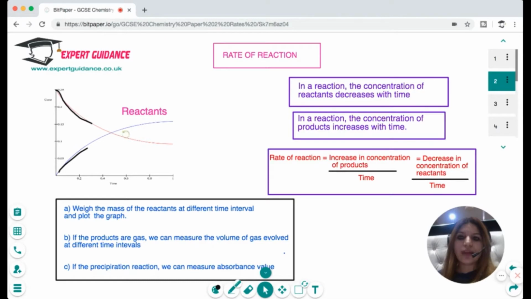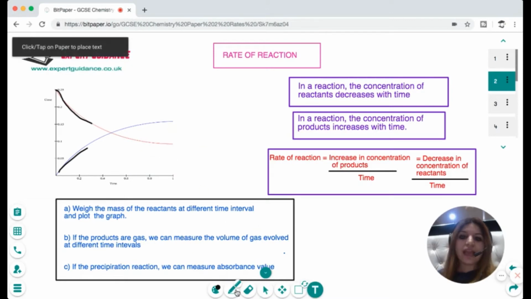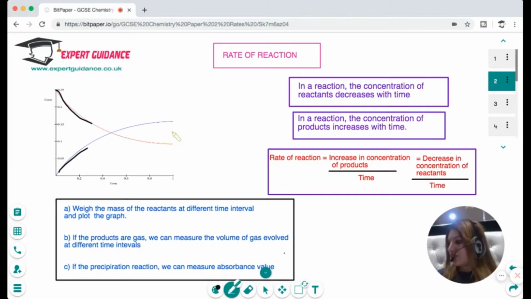The blue graph is of the products, and this red graph is showing us the reactants, that the level of the reactants is decreasing with time and the products is being built up. So in order to measure the rate of the reaction, we can use the change in concentration of the reactants and the product. So rate of the reaction is concentration of product increase with time or decrease in the concentration of reactants with time. Now, how can we measure the concentration of the reactants or the product?